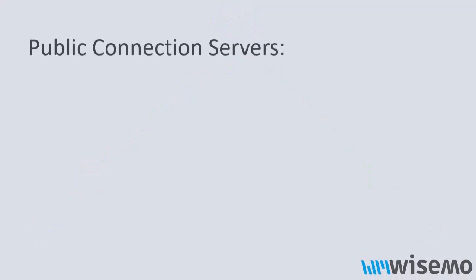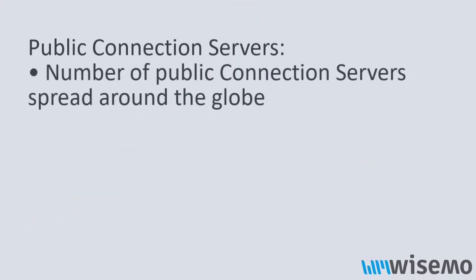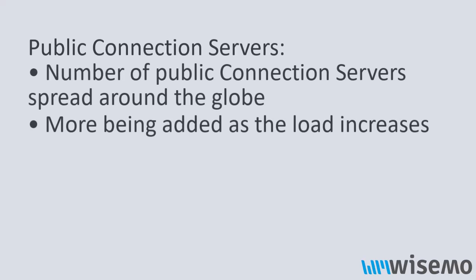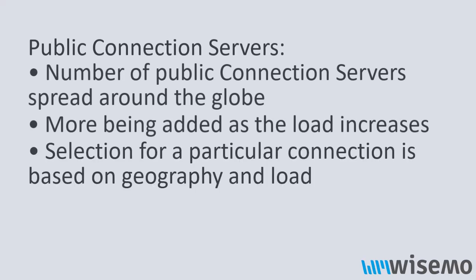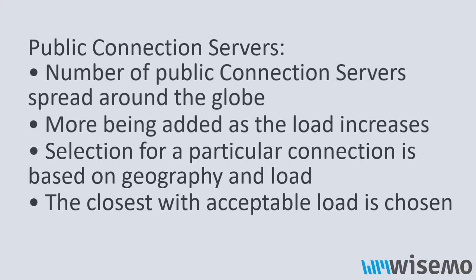myCloud has a number of public connection servers spread around the globe, and we're adding more as the load increases. A connection server for a particular connection between a guest and host is chosen based on geography and load on the closest connection servers. Also, the pool of available connection servers gives fault tolerance because the state of all connection servers is monitored, and if a problem occurs or is detected with a connection server, it's taken out.